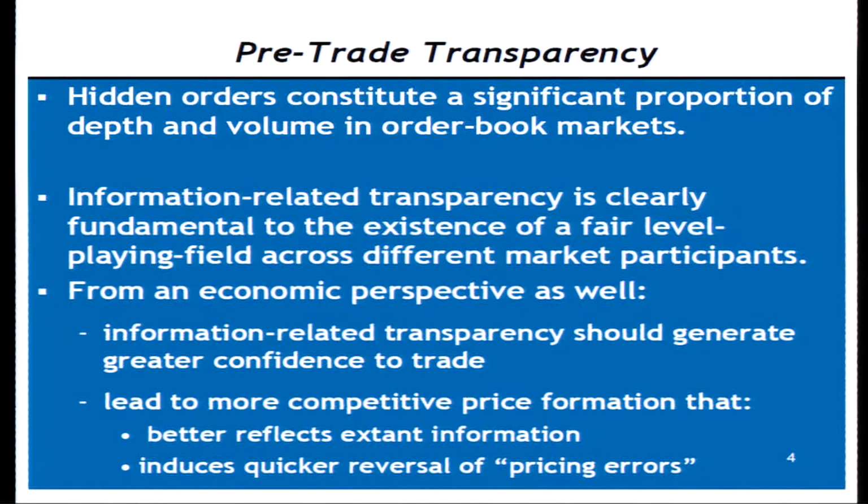Hidden orders, as we know, constitute a very significant depth and volume in order book markets. Something of the order of about 50% of traded volume comes from liquidity which was hidden, and about 10 to 15% of orders tend to be hidden by orders themselves. So as we know, information-related transparency is very fundamental to the existence of a level playing field across market participants.